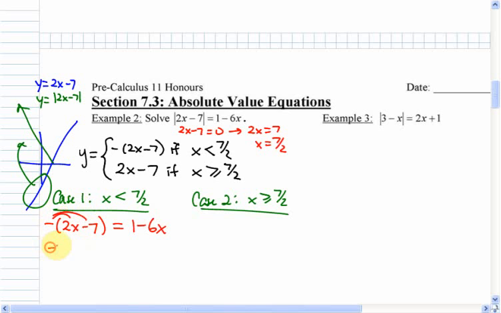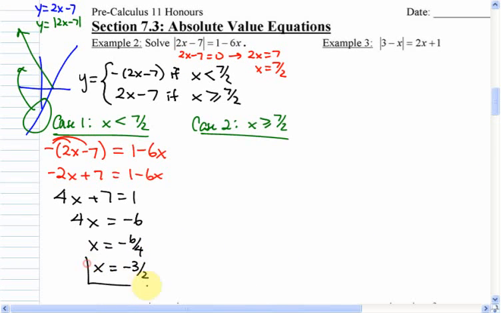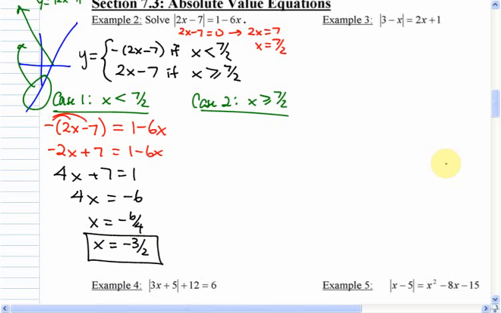Expand: negative 2x plus 7 equals 1 minus 6x. Go ahead and solve this. Let's see. I'll add 6x to both sides. That's 4x plus 7 equals 1. Ooh, ugly number. 4x equals negative 6. Is x equals negative 6 over 4? Is that what you guys got? Okay, so that simplifies to x equals negative 3 over 2. That's what you got? Good. Okay, whatever, same thing. Sure.